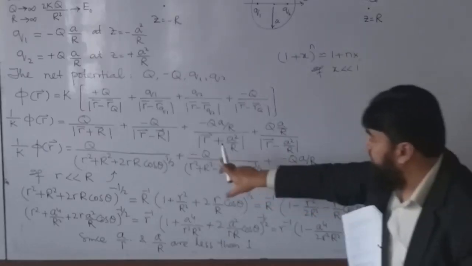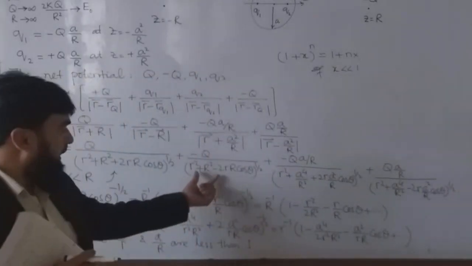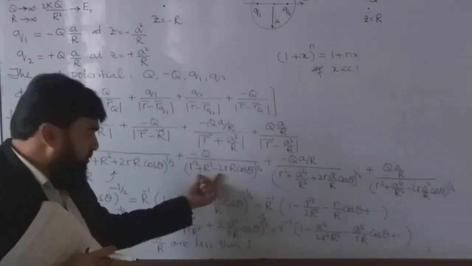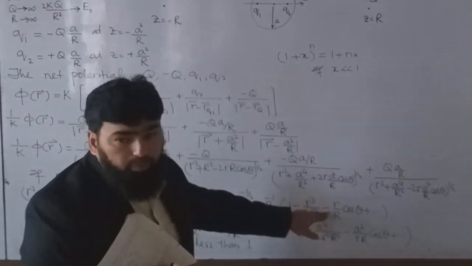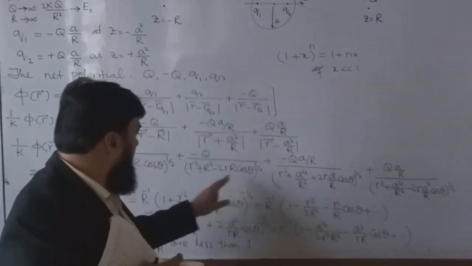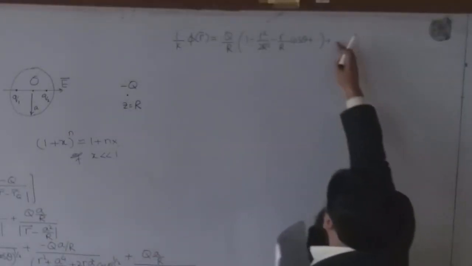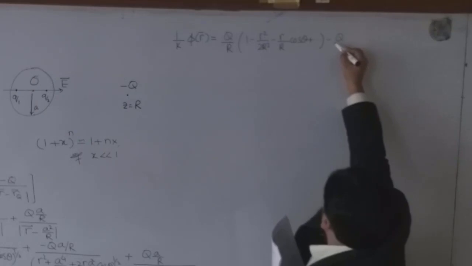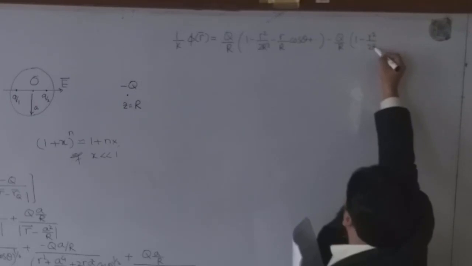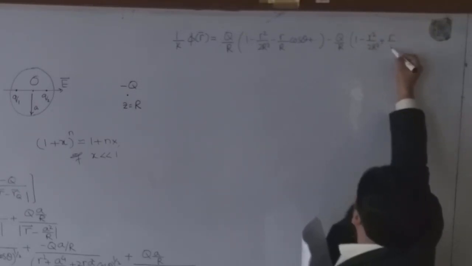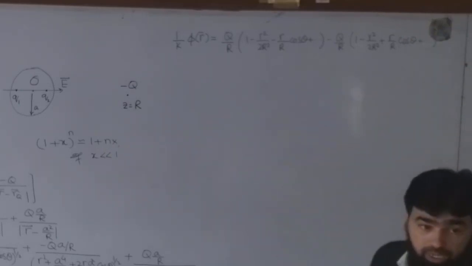and we have minus Q over r. Because now what will happen here, if I expand this one, the only difference that will occur will be 1 minus and here will be plus, right? Because here I am having minus. So the next term will be minus Q over r and 1 minus a square over 2r square plus a over r cos of the angle and some other terms. Clear?